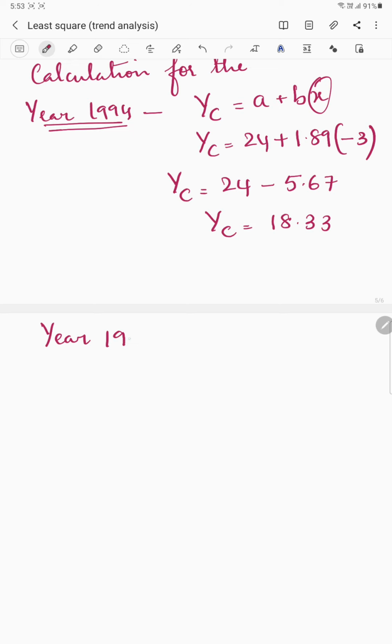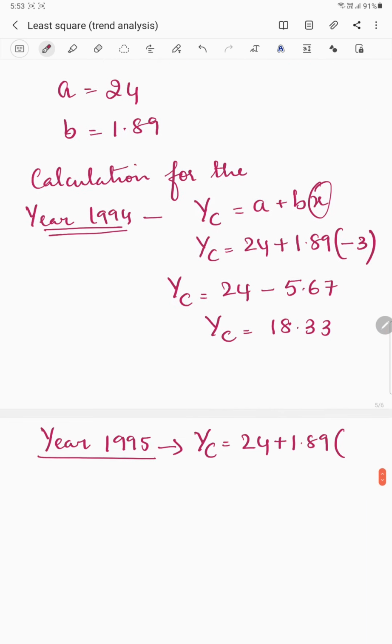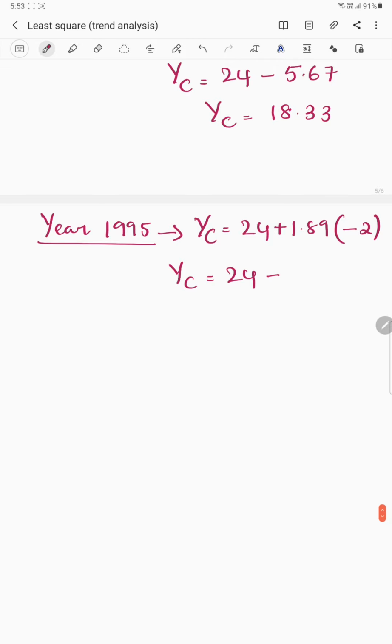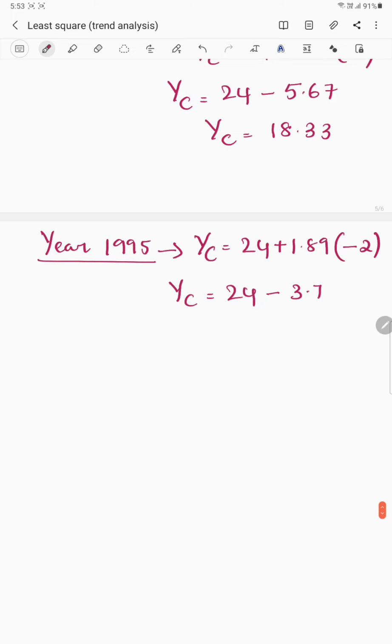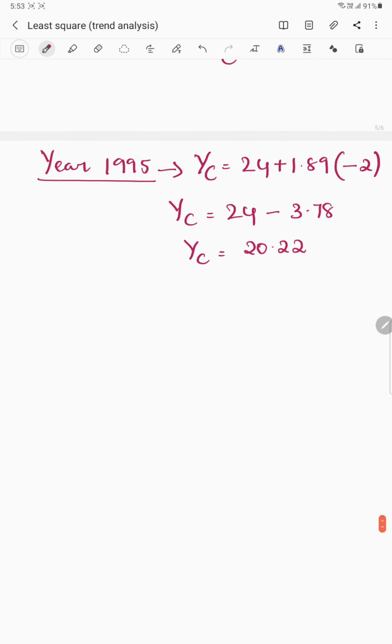Next, for the year 1995. Okay, so 1995 again, yc is equal to 24 plus 1.89 into, now for 1995, what is the value? Minus 2. So write the minus 2 here. yc is equal to 24 plus into minus, minus 1.89 into 2 is 3.78. So yc is equal to 20.22.